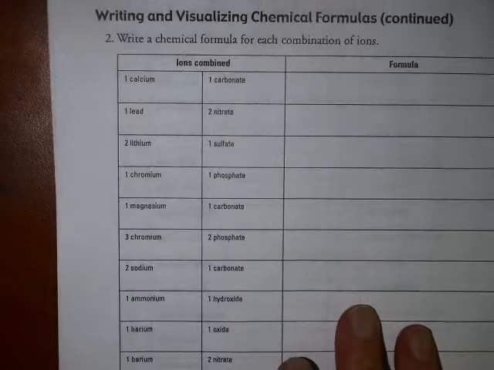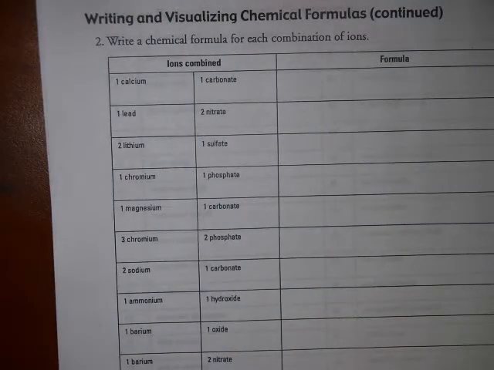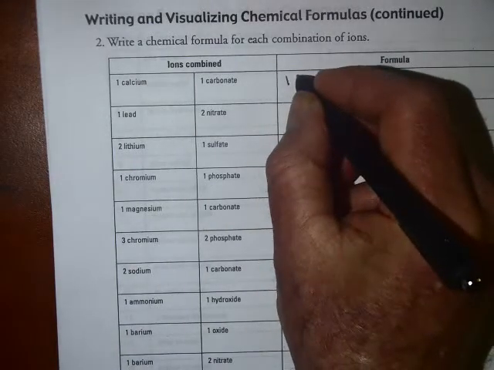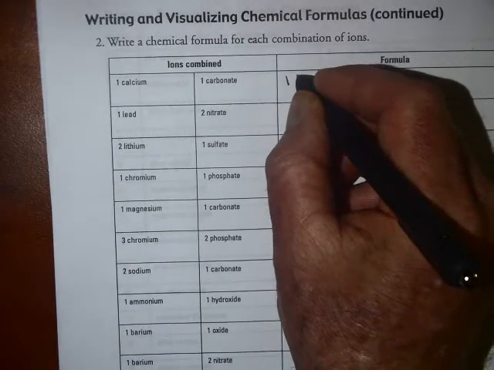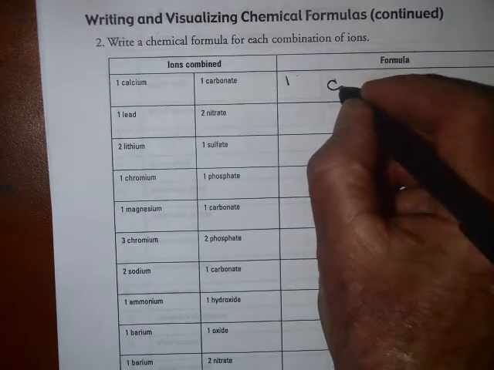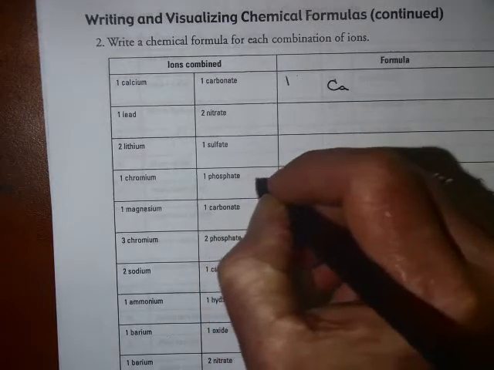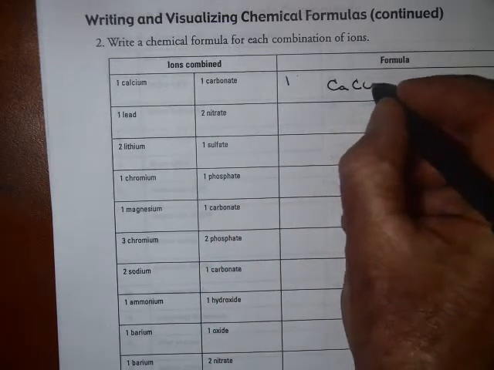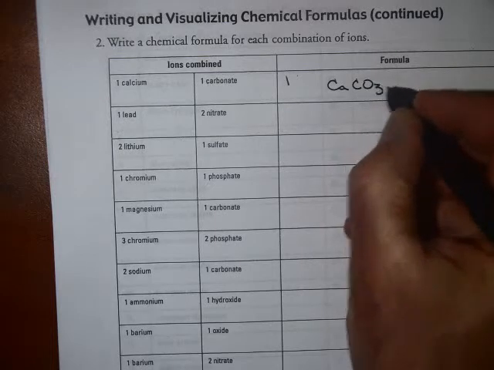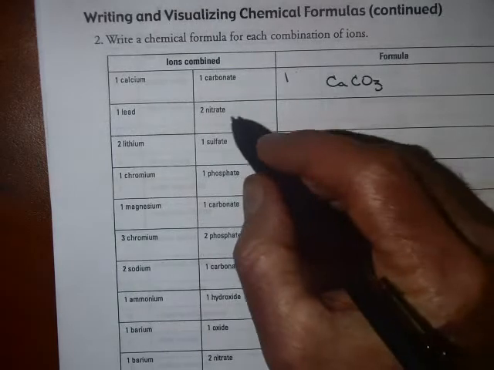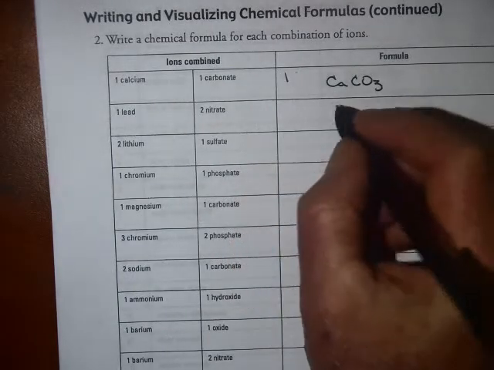So it says write a chemical formula for each combination of ions. So 1 calcium, now it's telling you how many. So that means that I'm going to have 1 calcium, and I'm going to have 1 carbonate. So this is going to be 1 to 1. This is going to be CaCO3. The next one, 1 lead and 2 nitrate.